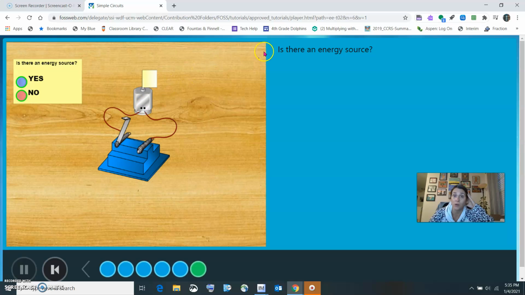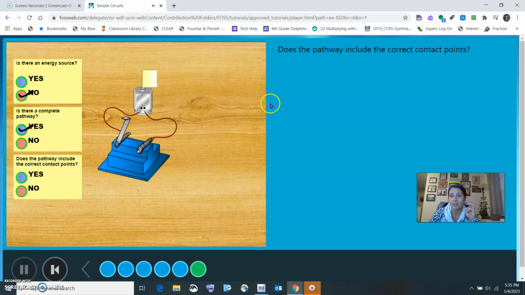So now let's go through our questions. Is there an energy source? Is there a battery, a solar panel, anything on here? We've got the switch, we've got the wire, and we've got the motor that we're trying to get to move. So is there an energy source? Nope. Second question, is there a complete pathway? If we follow this, does it make a complete circle if the switch is closed? Yes, it does.